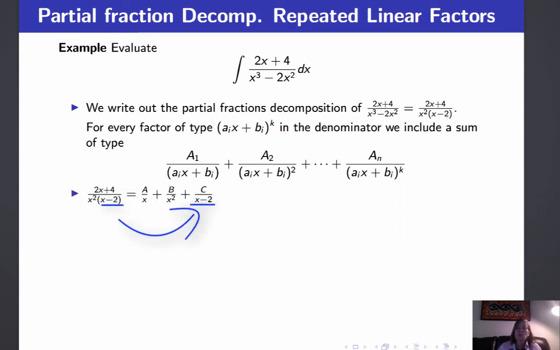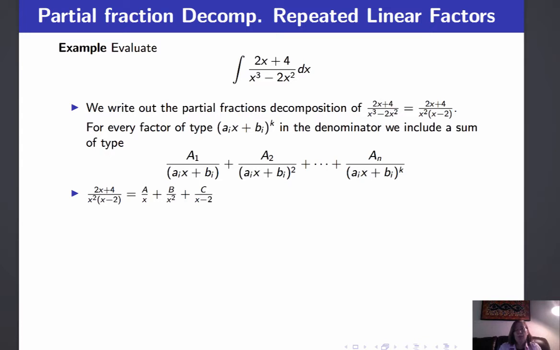We include one term of the form c over x minus 2 for that non-repeated factor, and for the repeated factor x squared, we include two terms, a over x plus b over x squared. So our rational function 2x plus 4 over x squared times x minus 2 should be equal to something of the form a over x plus b over x squared plus c over x minus 2. And our job is to solve for a, b, and c.